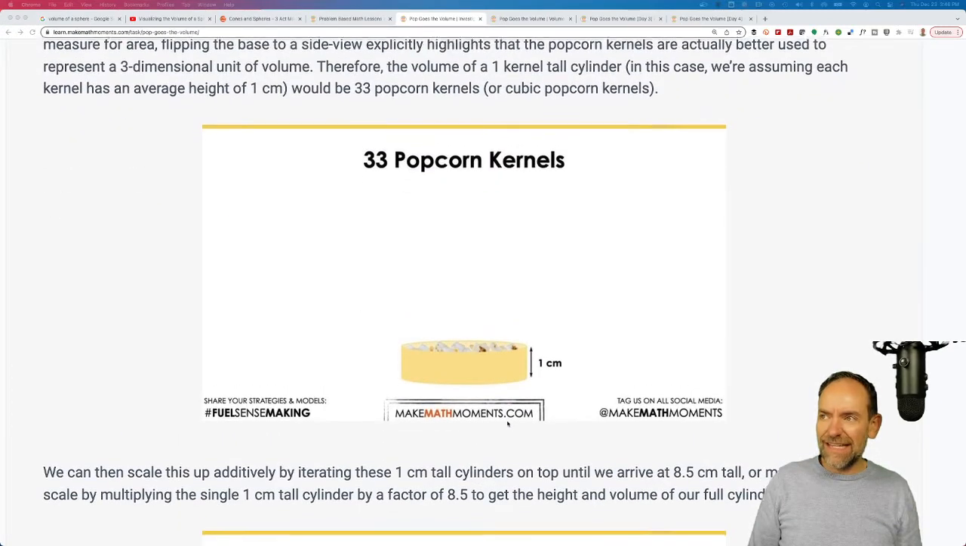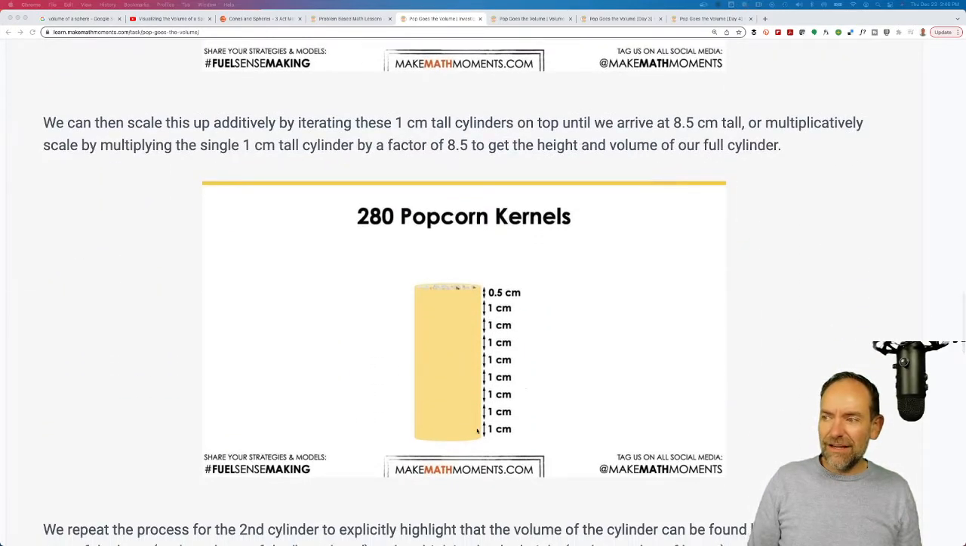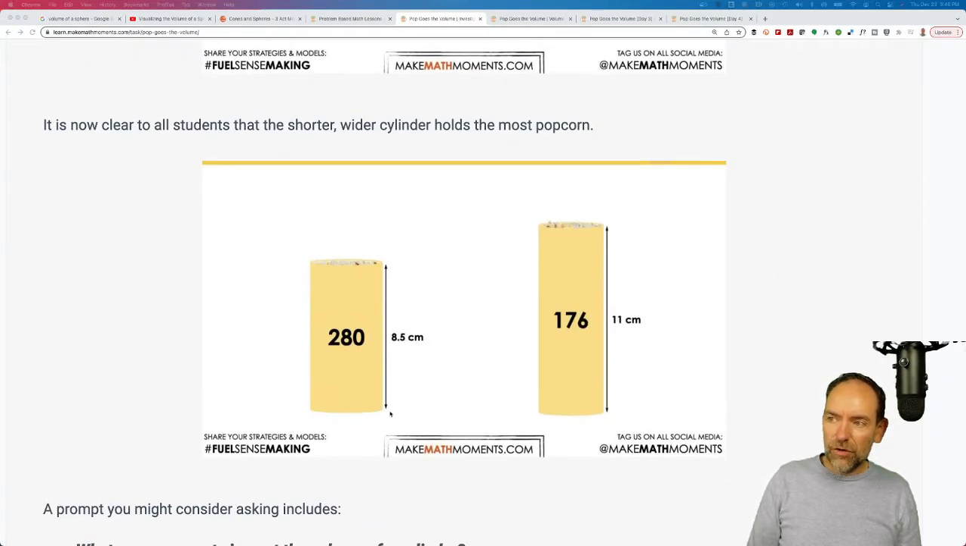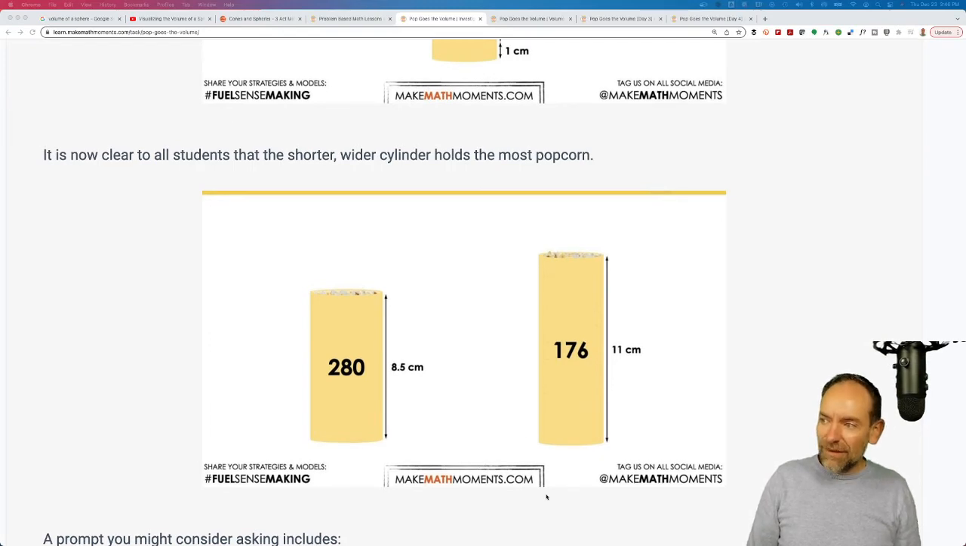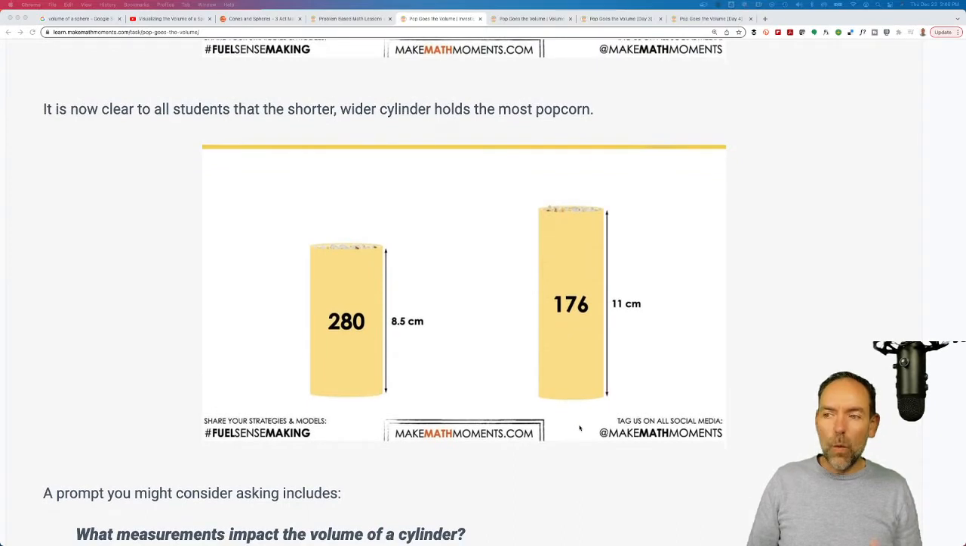And then we can use this thinking and say, well, if it's 33 popcorn kernels, and let's say they're about a centimeter tall, I can use partial quotients. I can use additive thinking by adding layers of 33 repeatedly, or I can use more of a multiplicative approach and multiply 33 by 5 and then maybe 33 by another 3 and add those together and then take half of 33 and toss it together. We do the same thing with the other cylinder, and we can get a good sense of what the volume of a cylinder formula really is.